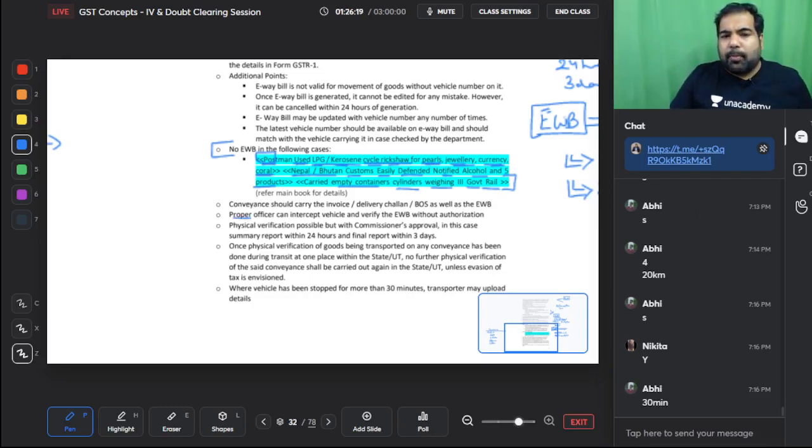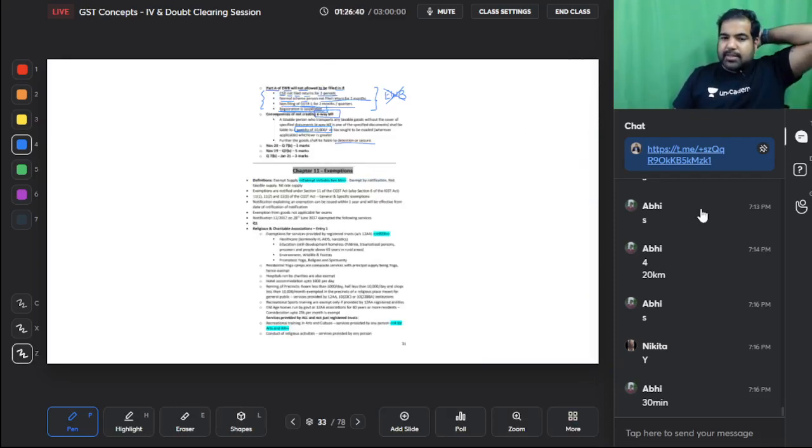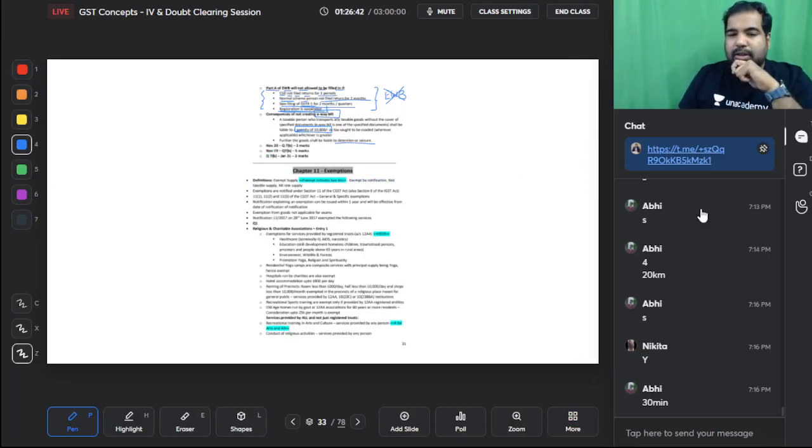Alright, the proper officer can stop the vehicle without permission, but he has to upload a summary report within 24 hours and a final report within 3 days. Once a physical verification is done in one state, it cannot be checked again. You cannot harass a transporter. And if the vehicle is stopped for more than 30 minutes, the transporter may upload details. Guys, this is the e-way bill chapter, the invoice chapter.